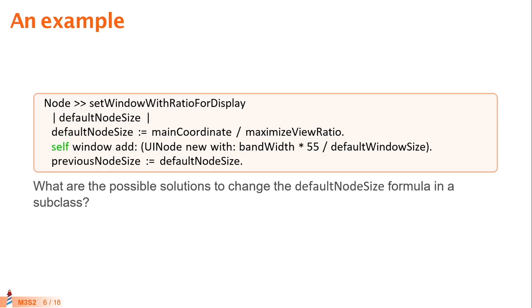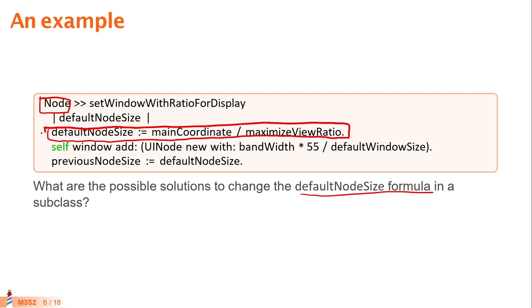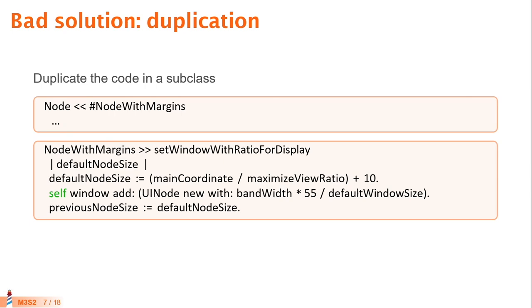So given all of that, here is an example. We are in a Node class, and in this class there is the method setWindowWithRatioForDisplay. And the question is, what are the possible solutions to change the default node size formula in subclasses? If I want to define a new subclass of Node that changes this expression and only this expression here, what can I do? Solution 1, I can duplicate the code.